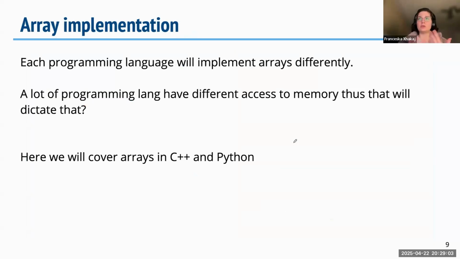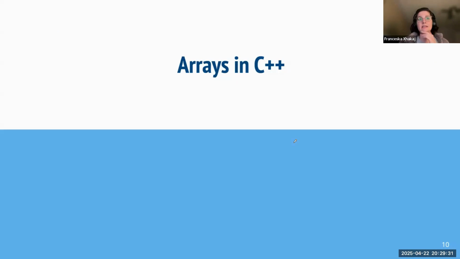Every programming language is going to implement them slightly differently. In some languages, you don't have direct access to the memory, so we may not be able to work with the array directly. In other languages, such as C and C++, you have more direct access, more power with the memory, so you can see a little bit more how arrays work. So arrays are implemented a little bit differently depending on the programming languages you work with. So let's start and see how they work in C++.